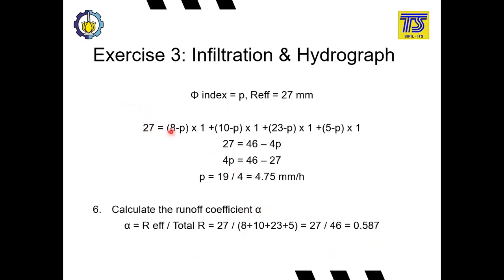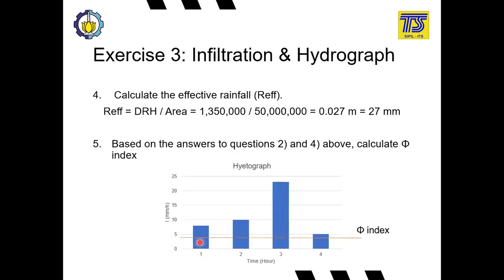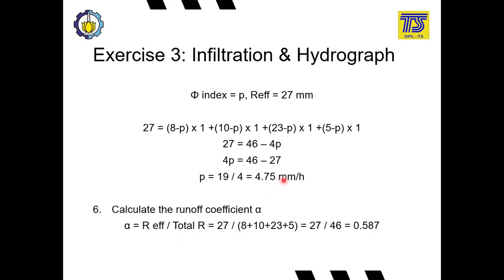And using this equation, we can know the V index is equal to 4.75 millimeters per hour, which means the line will be right here. 4.75 is below 5. And after that, the question number 6, calculate the runoff coefficient alpha.